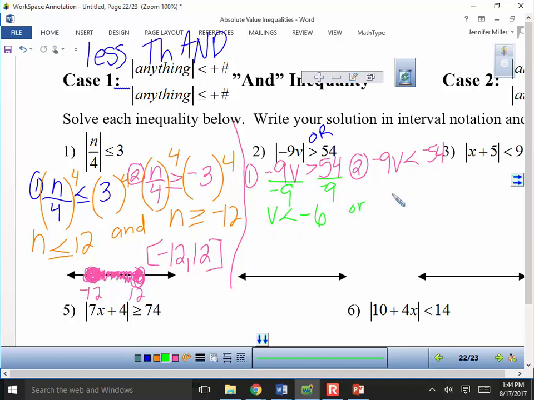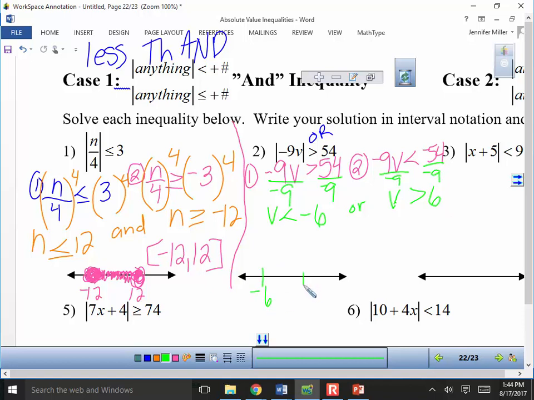Or over here we divide both sides by negative 9, and what happens to our inequality symbol? It switches or flips, and it becomes v is greater than 6. And no, they won't always be opposites. This is just because we're doing these easy problems, but they won't always be opposites, okay? So negative 6 and 6.